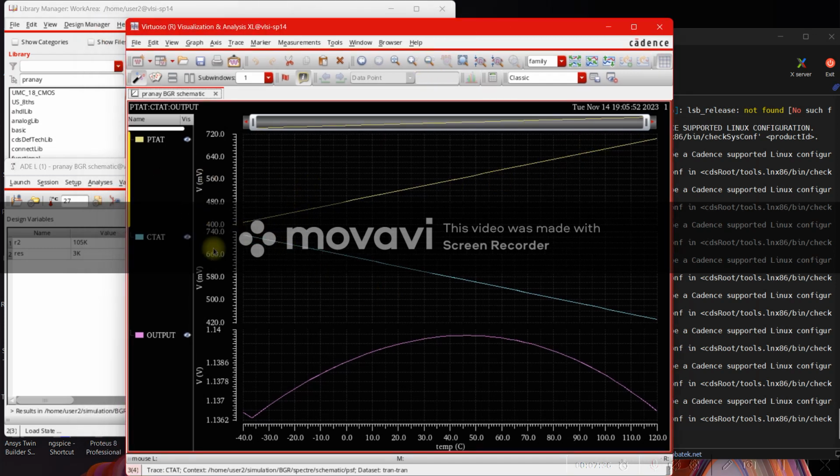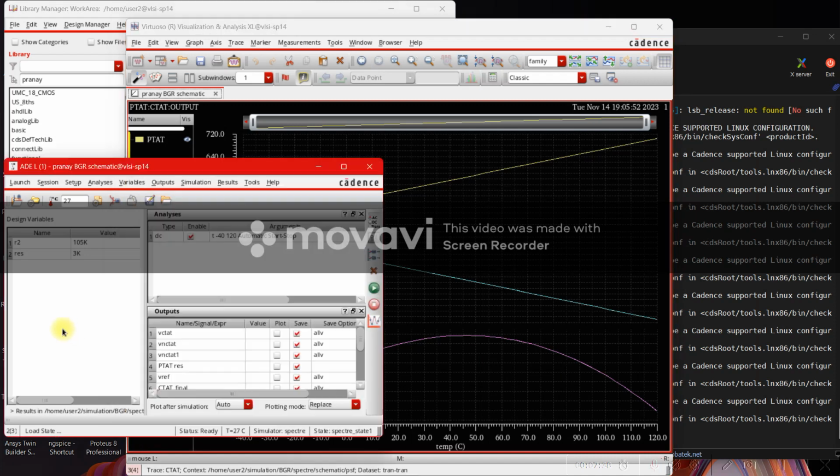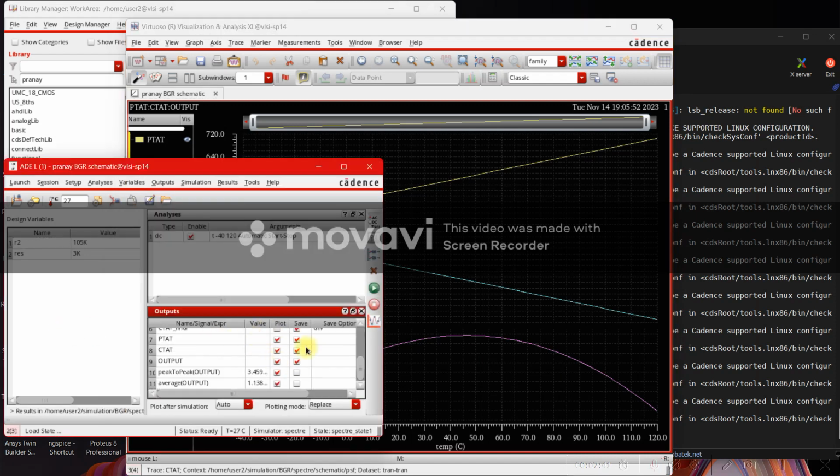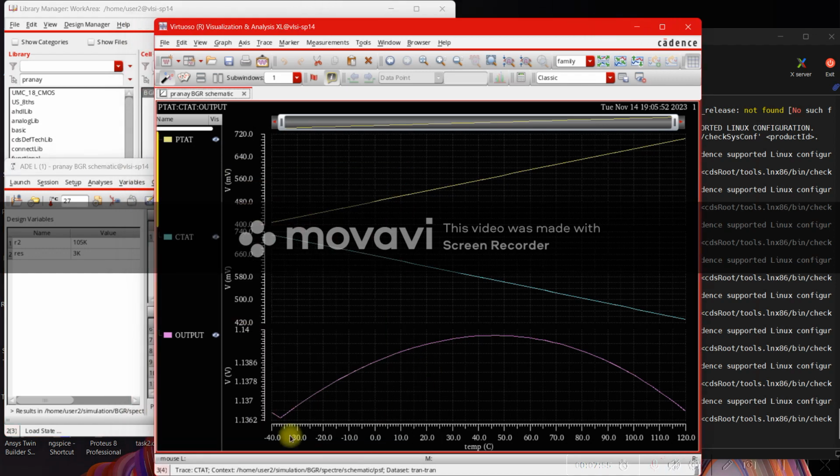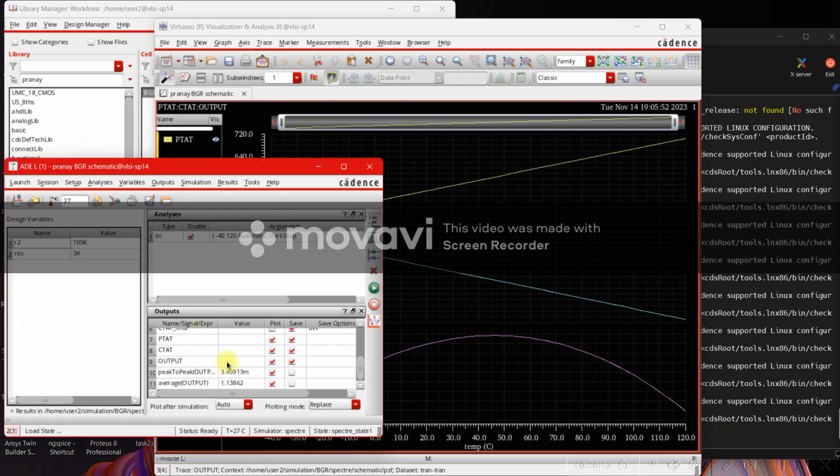The PTAT and the CTAT curves are shown here, and the maximum ripple is 3.45 millivolt. I said that I have designed this BGR circuit for a steady 1.1 volt for the complete temperature range. The temperature sweep I've taken is from -40 to 120, and the process node which I've taken is the GPDK 180 nanometer. So I'm getting an average voltage of 1.13 volt.